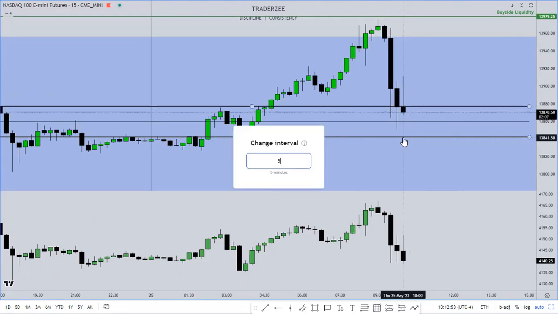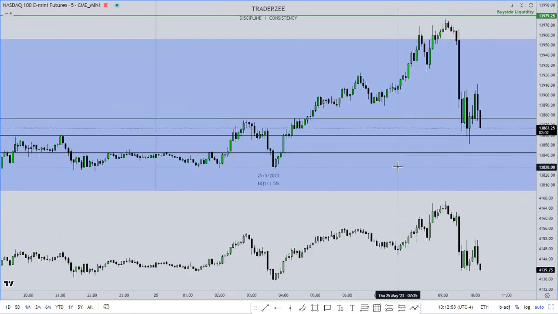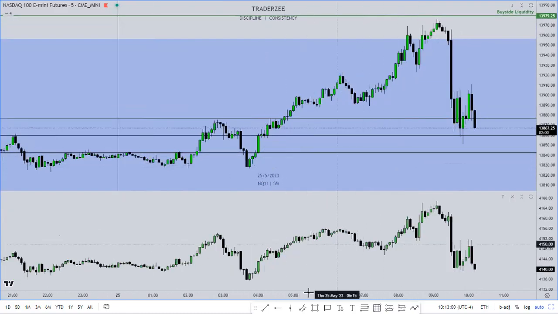Let's go to the 5. We have this refined fair value gap like we had in ES.